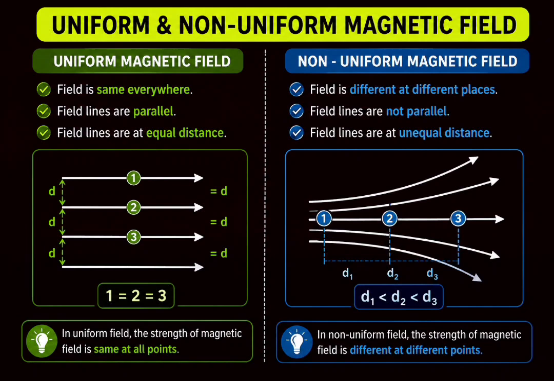On the other hand, a non-uniform magnetic field has different strength at different places. In this type of field, lines are not parallel and the distance between them is not equal. Near a magnet, the field is usually non-uniform because strength changes from place to place. So, uniform field means same everywhere, while non-uniform field means different at different points.